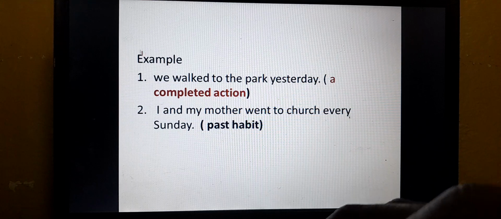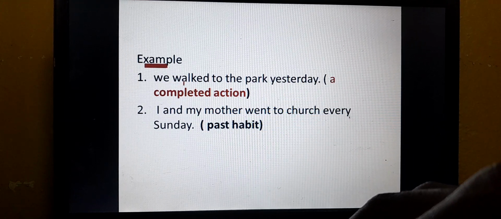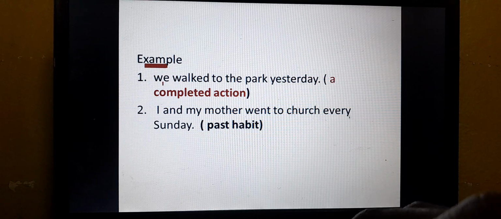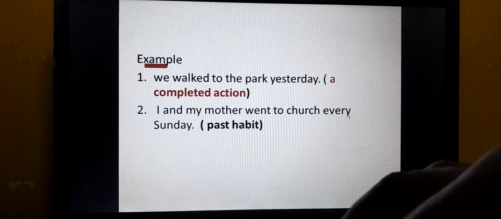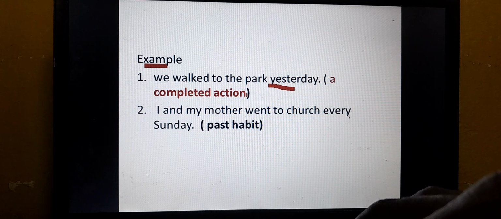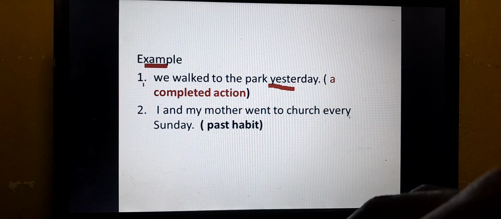Let's take a look at an example for this. We walked to the park yesterday. Completed action. The process of walking has already completed. When? Yesterday. So ideas that are already completed are expressed using simple past like this one, okay?